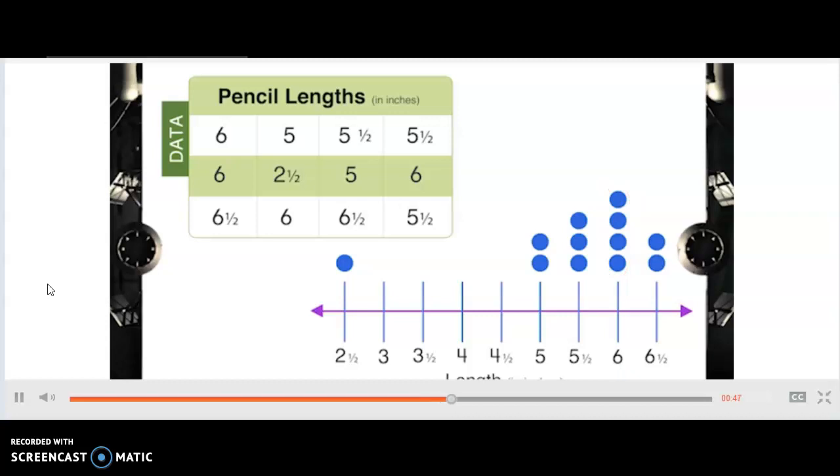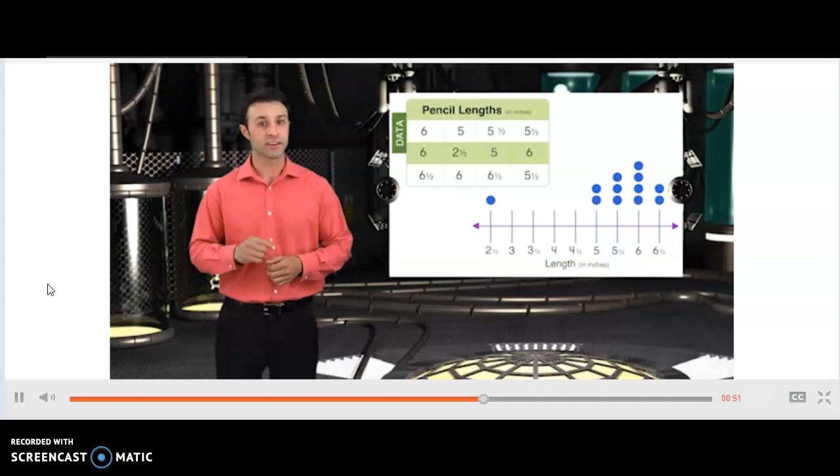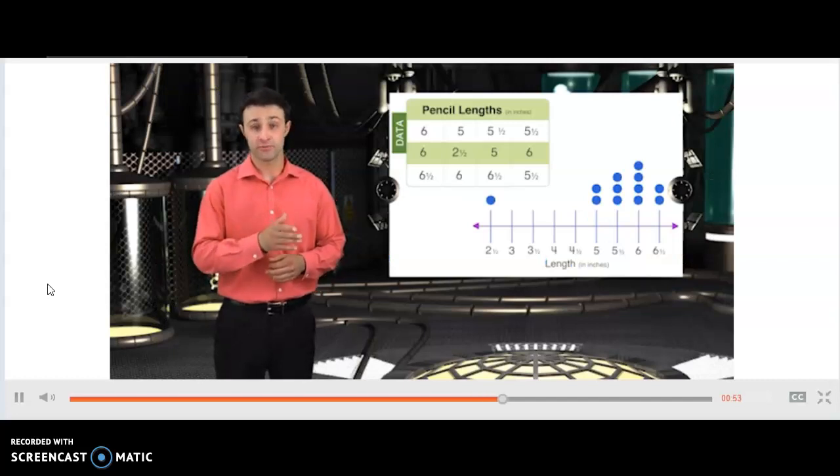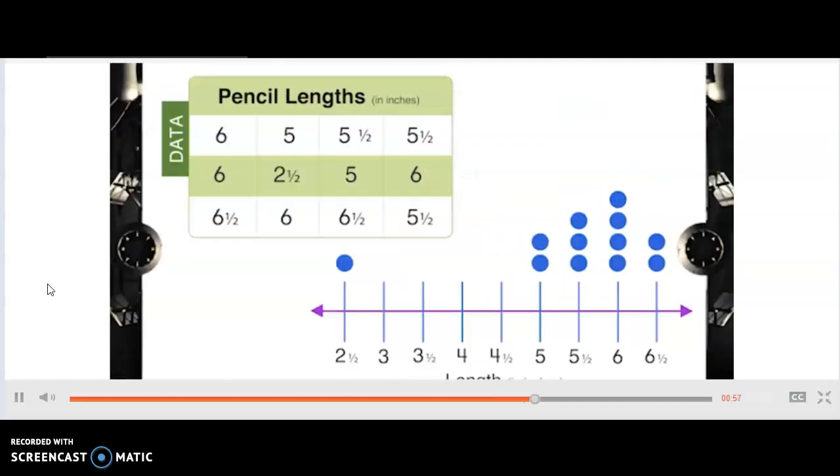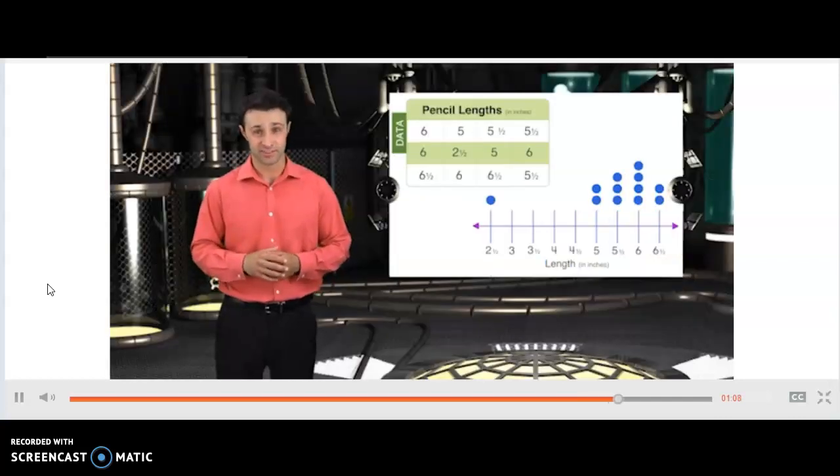Another question we can answer is which dot represents an outlier. An outlier is a number value that is very different from the rest of the number's values. Which number is different from the others? The dot above 2.5 is apart from the other dots. So, 2.5 is an outlier. I think it's time to get a new pencil.